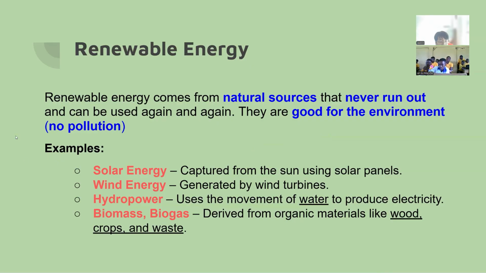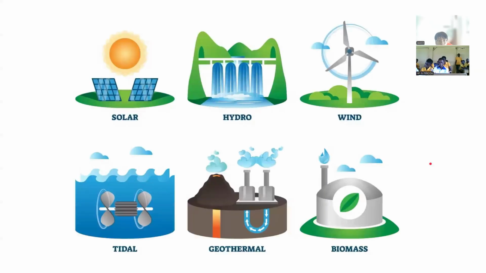And finally, we have biomass or biogas that we can use as renewable energy. It is derived from organic materials like wood, crops, and waste. So with all of these, we are not causing pollution, and we can use them again and again. So these are renewable energies. We can think about the name, re-, again, renewable, like using again. Okay, so these are renewable energy.